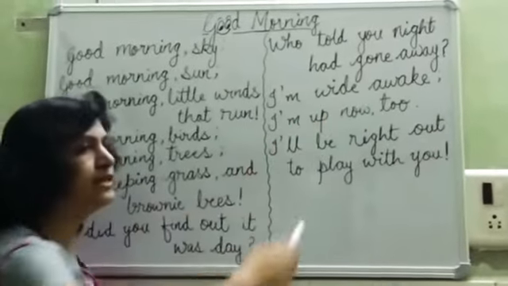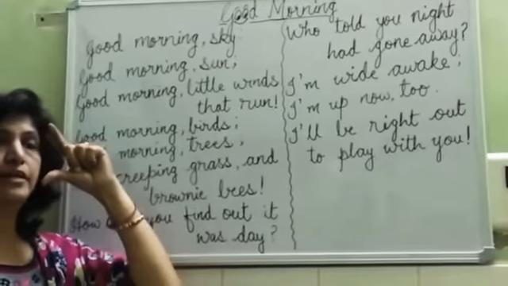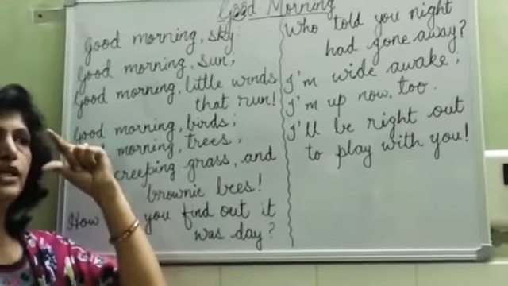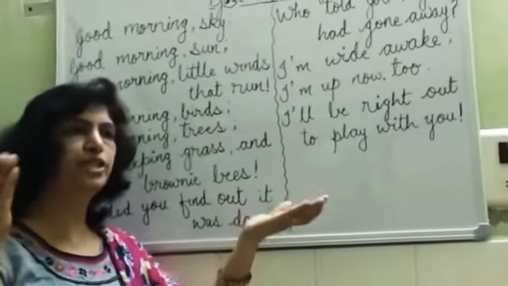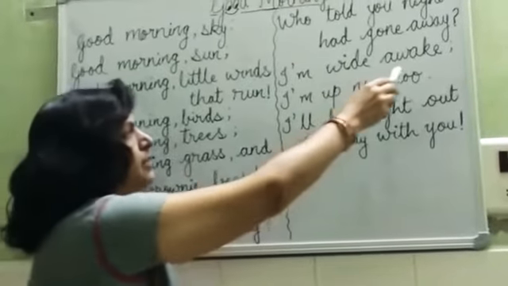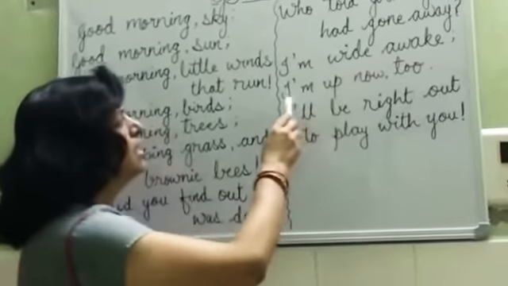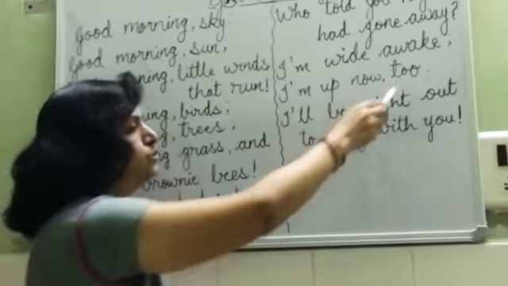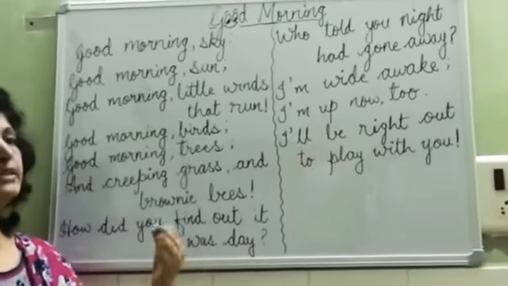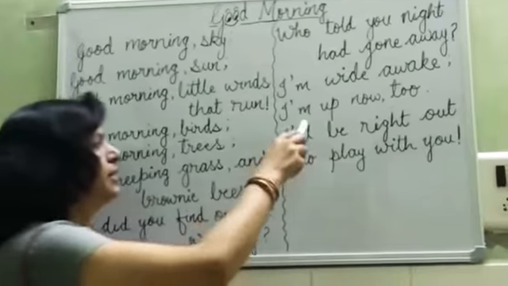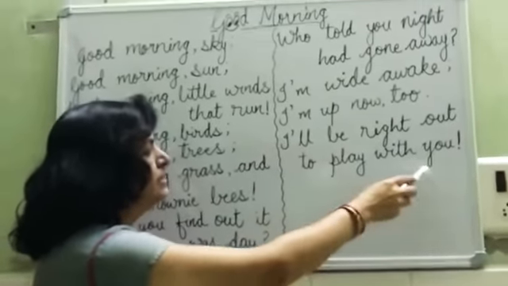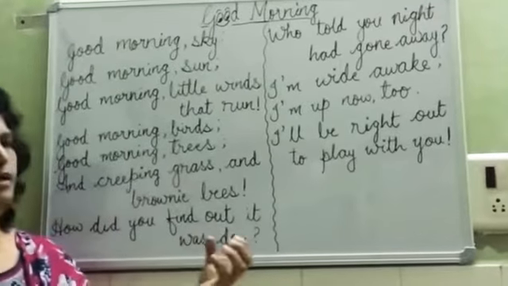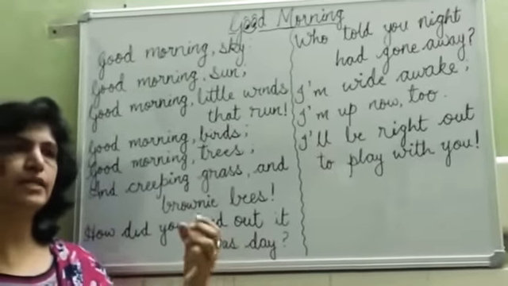I am wide awake. So she tells I am wide awake. मतलब मेरी आंखें बिल्कुल खुली है. Wide मतलब बिल्कुल चौड़ी. Wide. Awake मतलब जगी हुई हूँ मैं. I am not sleeping. I am awake. I am up now too. तो वो बोल रही है कि I am up now. मैं भी तैयार हूँ अब तुम्हारी तरह. I'll be right out to play with you. और मैं अभी बाहर आ रही हूँ to play, तुम्हारे साथ खेलने के लिए.